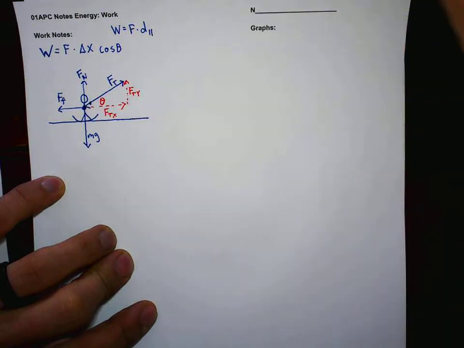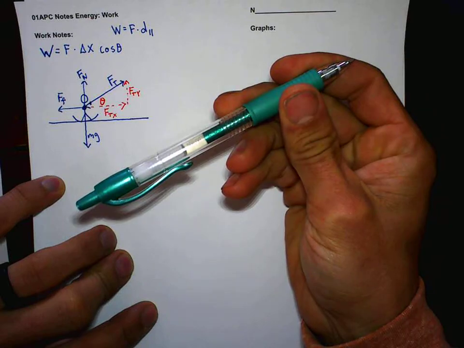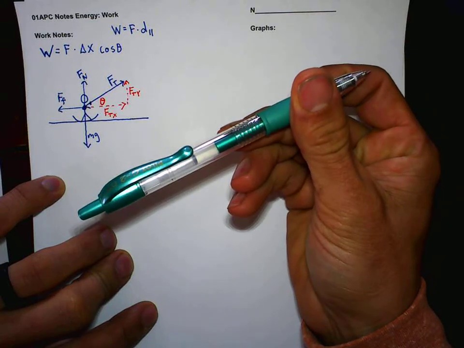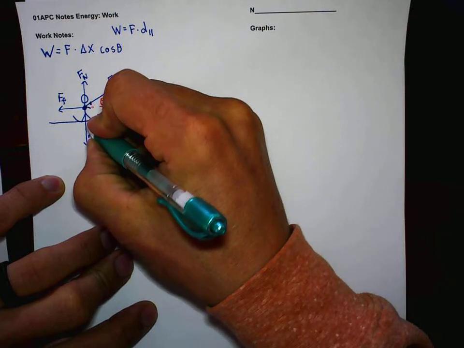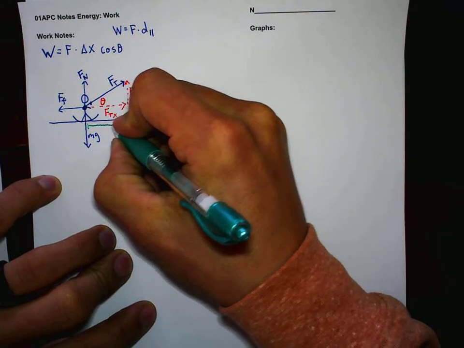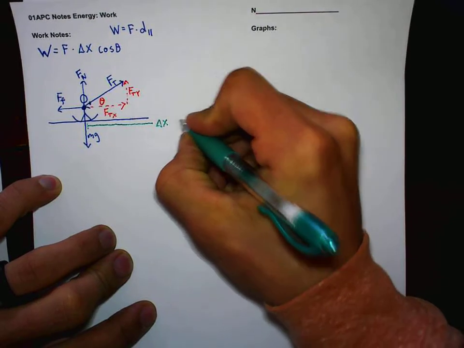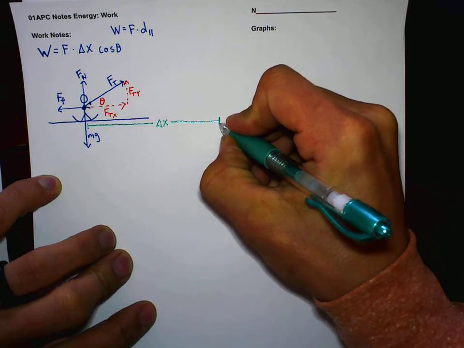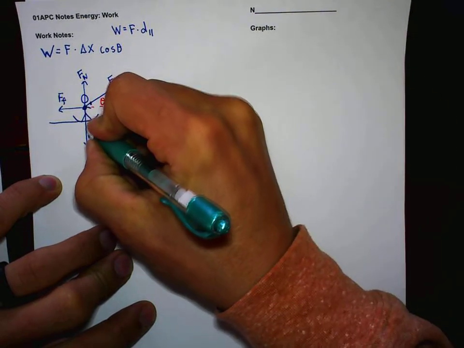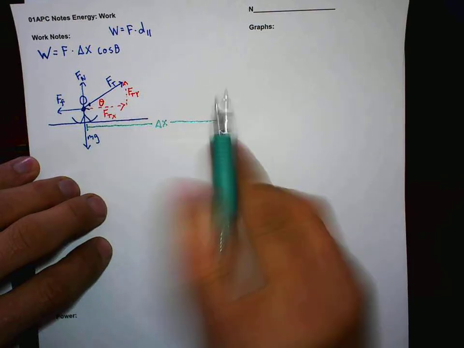So let's see. Let's get out a sparkly color of G2. Look at that. It's got a little glitter in it. I love these G2s. Okay, we're going to label a delta x on here, or you could call it distance. Both terms are kind of thrown around there in books and AP stuff and whatever. The angle between the force and the displacement.